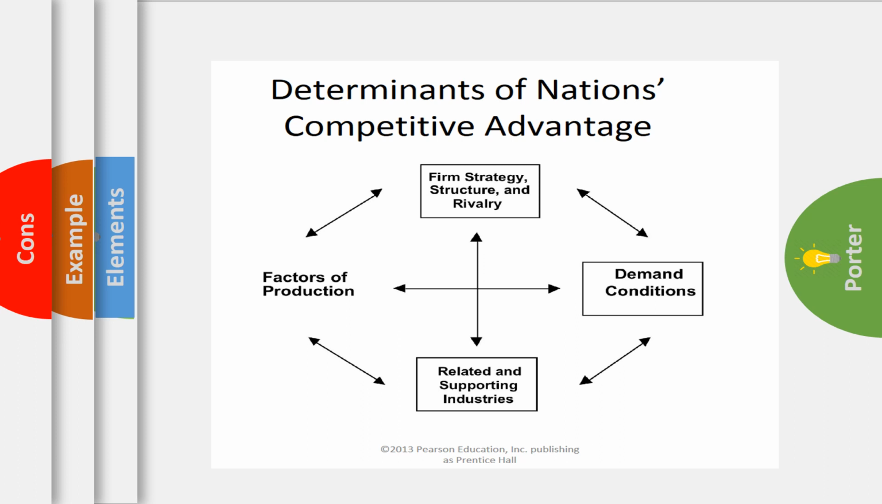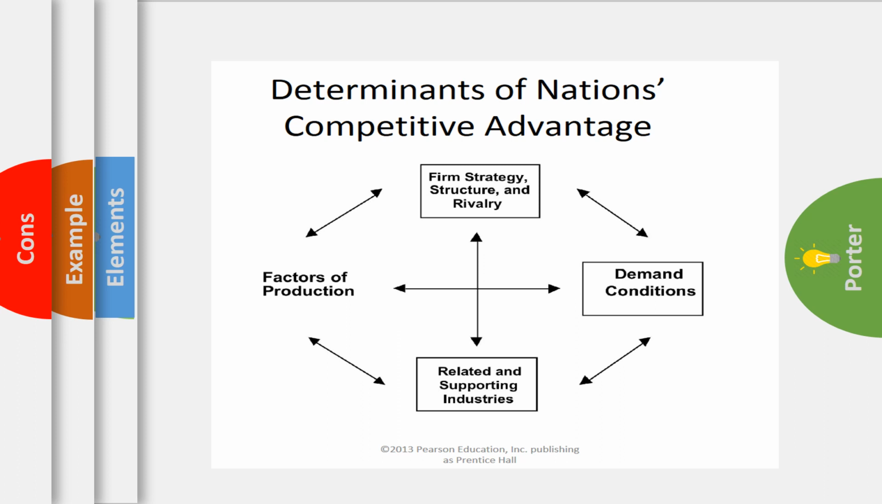The second question is, why are companies from one country or region able to better sustain competitive advantage than others in that same industry? So in Porter's Diamond model, the answer to these questions are the determinants of competitive advantage. And what are these determinants? Well, as you can see, there are four determinants here.